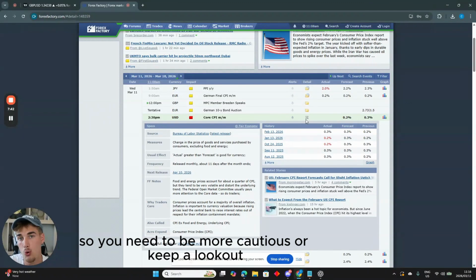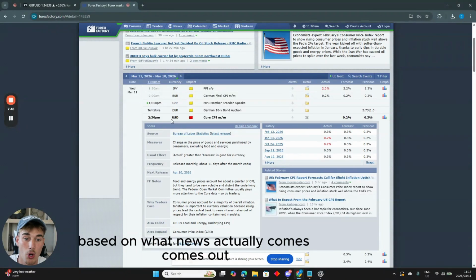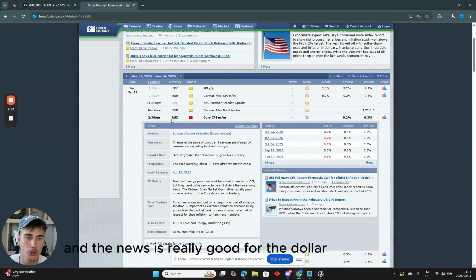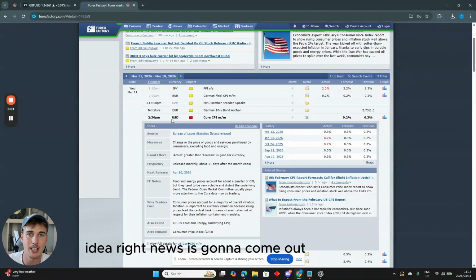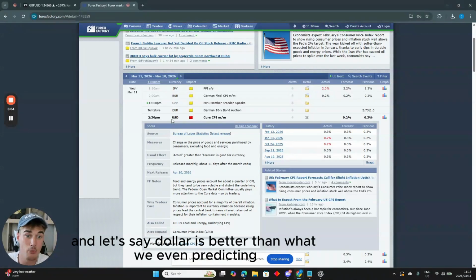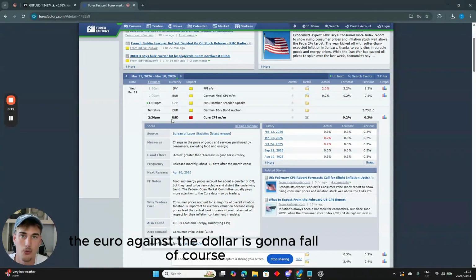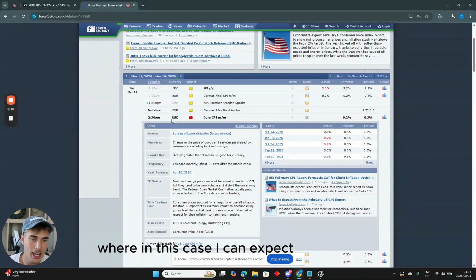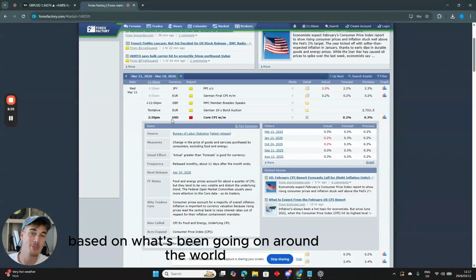So you need to be cautious and keep a lookout for the trade ideas that you're developing based on what news actually comes out. For example, if the dollar is rising and the news is really good for the dollar, then buying Euro USD is not the best idea, right? If the news comes out and the dollar is better than what we're even predicting now, then the dollar is going to continue to rise and Euro USD is going to fall. The euro against the dollar is going to fall, of course. So there's no point in buying it if we're expecting the news to get better. In this case, I can expect Euro USD to be a buy because I'm expecting the dollar to fall based on what's been going on around the world.